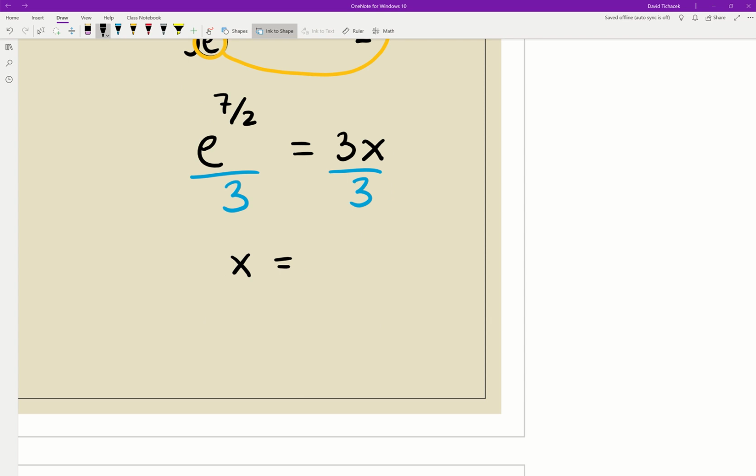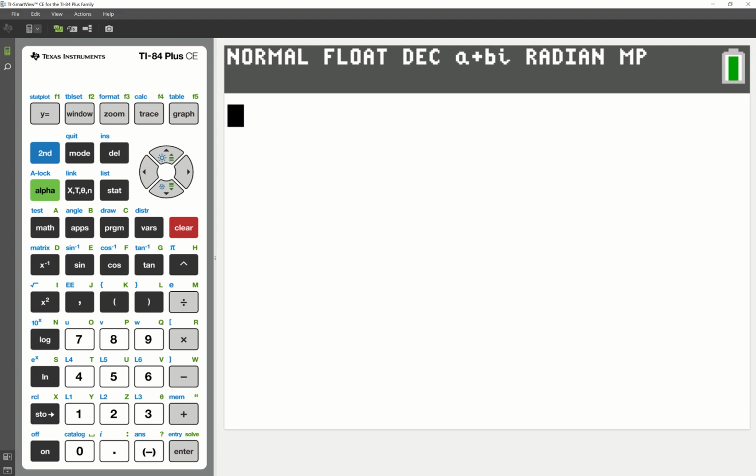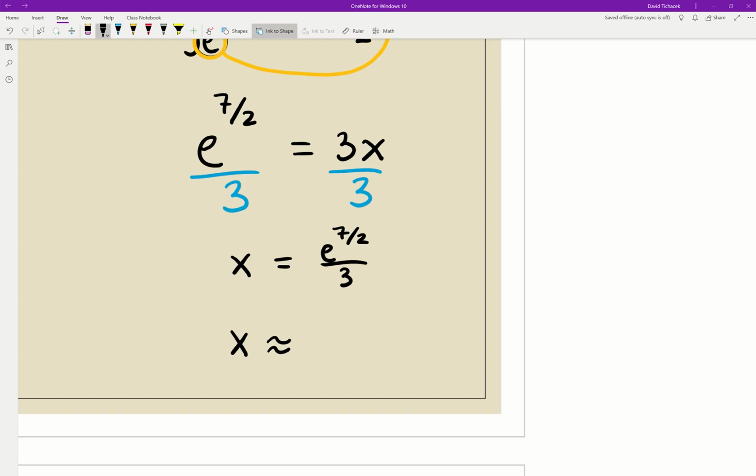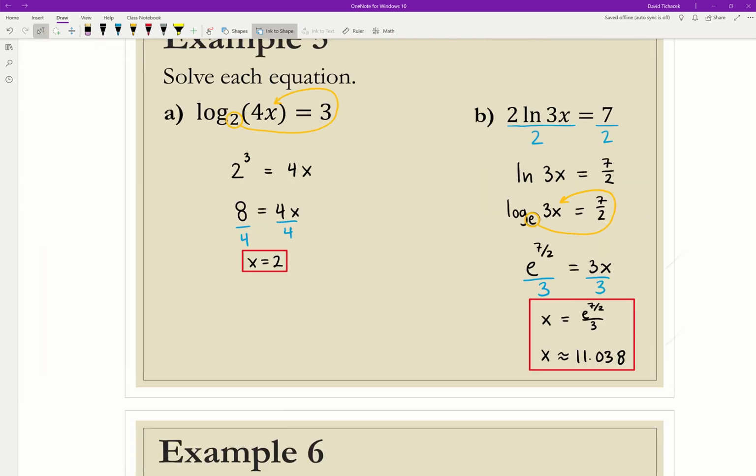So if we were interested in the exact form of the answer, it would be just what I have written down there. It would be simply e to the power of 7 over 2, all divided by 3. But if we were interested in getting an approximation for this, which we are interested in here, let's go ahead and type that right into our calculator. So let's clear all that out, and then I want to do a fraction of e to the power of 7 over 2, all divided by 3. And in the calculator, it looks like that's going to give us 11.038 if we were to round to 3 decimal places. Whatever representation we might be interested in there, exact or approximate, we are capable of doing both here, okay?